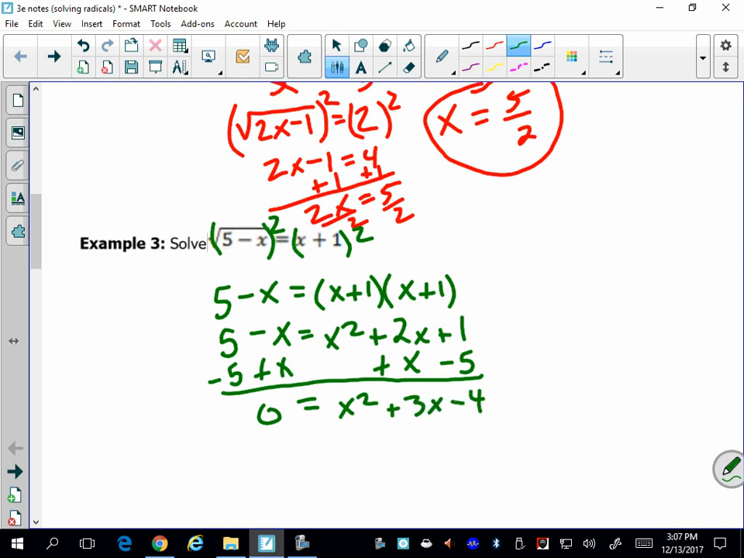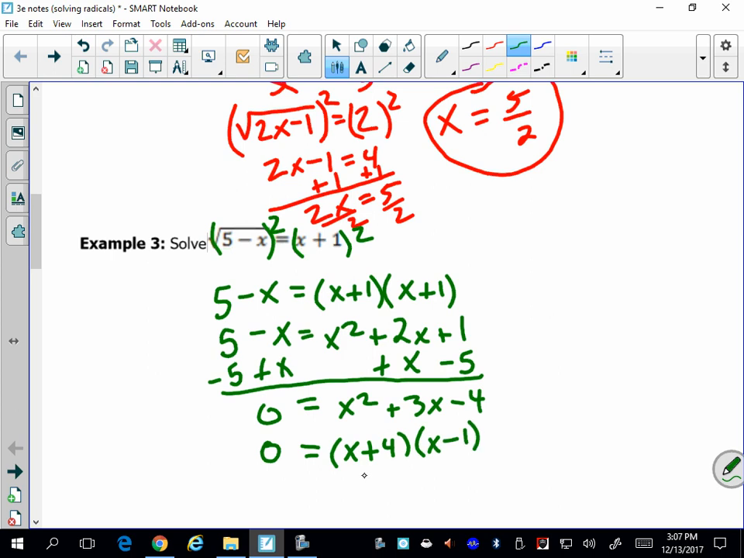So at this point, this is a quadratic, so we're going to have to check for extraneous solutions. But before that, you can either use the quadratic formula, which always works, but if you can see that you can factor it, why not? It's a lot faster. A is 1, so in this case you're just thinking, what two numbers multiply to negative 4 that add up to 3? And that's x plus 4 and x minus 1.